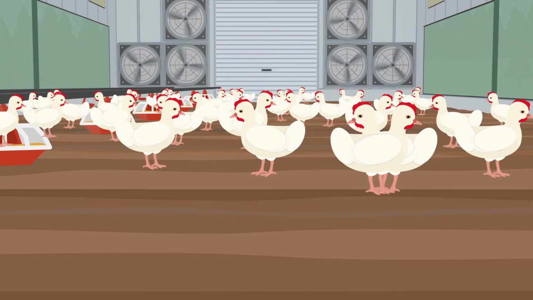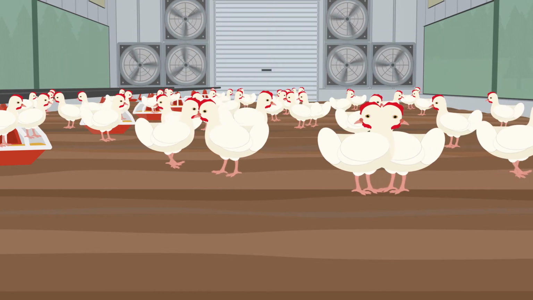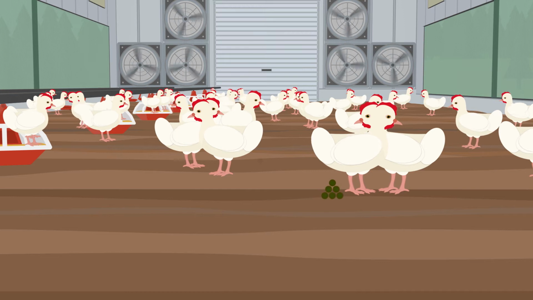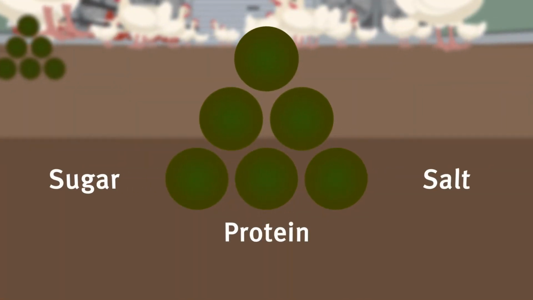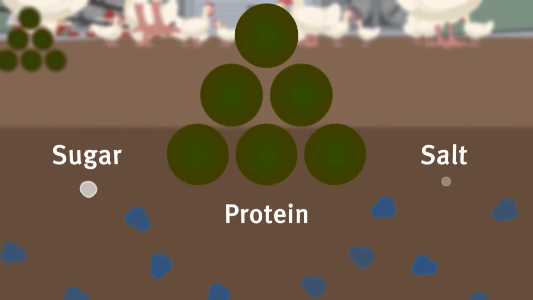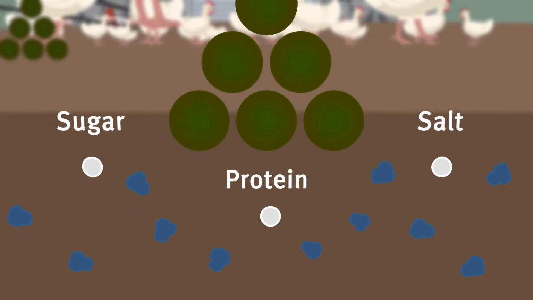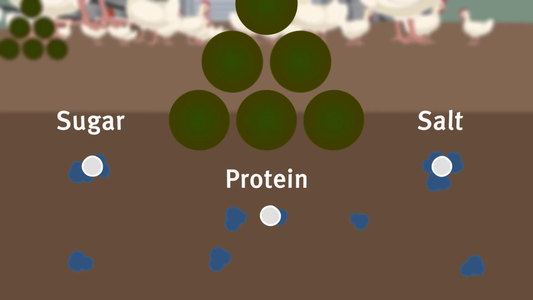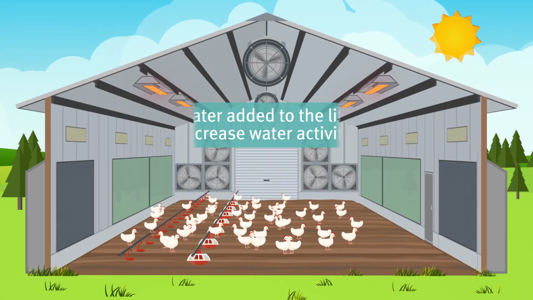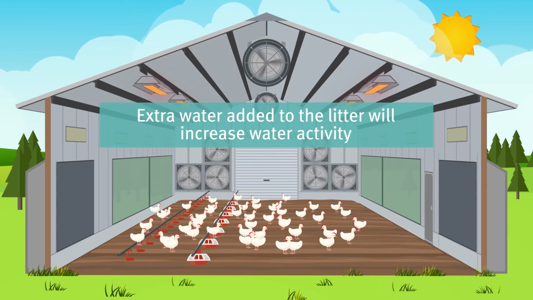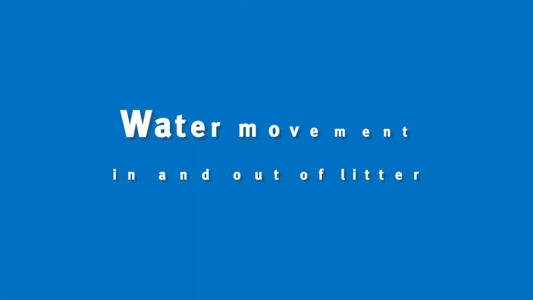The availability of water in the litter will usually reduce as manure accumulates over time. This is because the sugars, salts, and proteins in the manure create strong bonds with the water molecules and hold the water more tightly in the litter. Any extra water added to the litter will always increase the water activity.